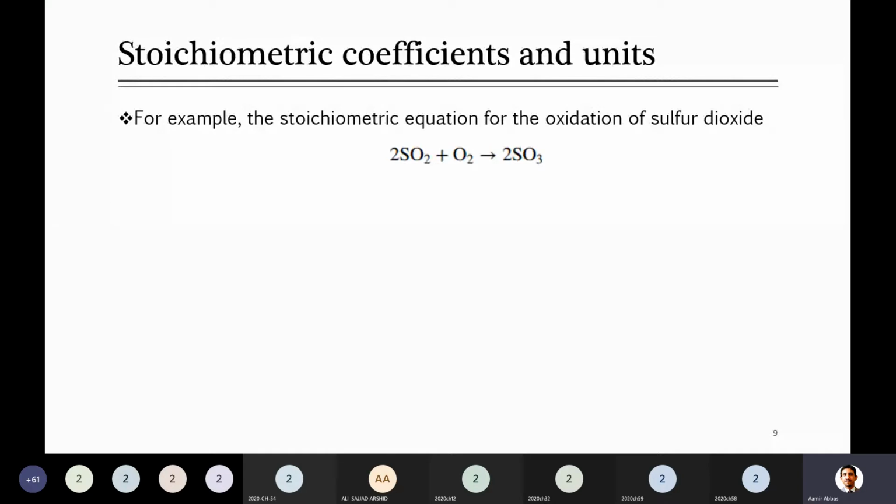For example, here is one stoichiometric equation for the oxidation of sulfur dioxide. Oxidation means addition of oxygen to a reactant, or reaction of oxygen with something. Here you have SO2, which reacts with oxygen and SO3 is produced. Is this a balanced equation? What does a balanced equation mean?